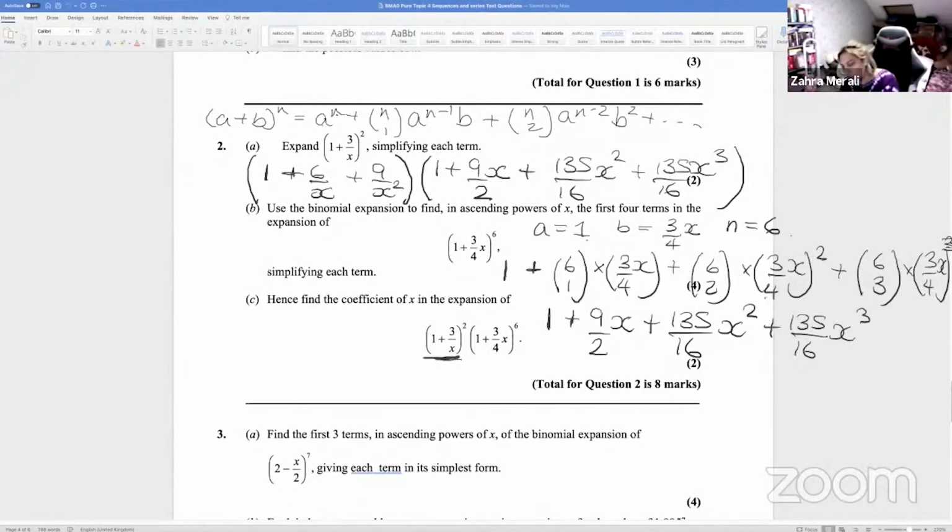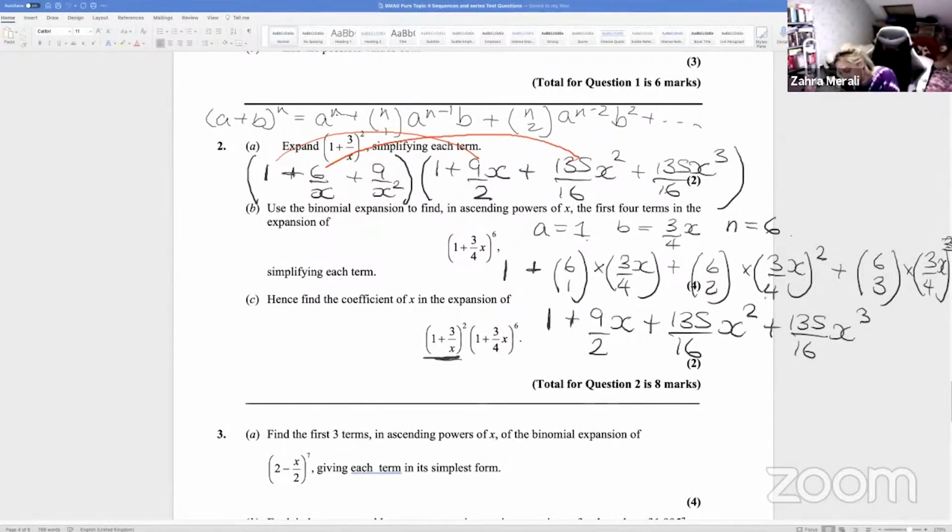Now here you've got to think about what things will give you an x term. So let me think about when I multiply, if I do 1 times 1, that's not going to give me an x term. But if I take the 1 and I multiply it by the 9/2x, I'm going to get something for the x. So that's the easy one. Then if I take 6/x and I multiply by 1, that's not going to give me an x term. If I multiply it by 9/2x, the x's will cancel. Again, not going to give me an x term. However, if I take this one and I multiply it by this, you'll have x squared on the top divided by x, which is going to give me an x term.